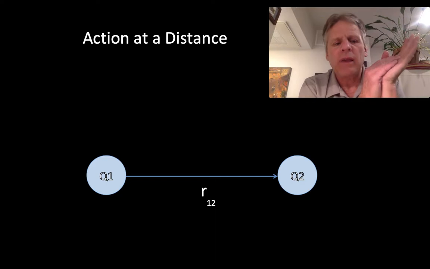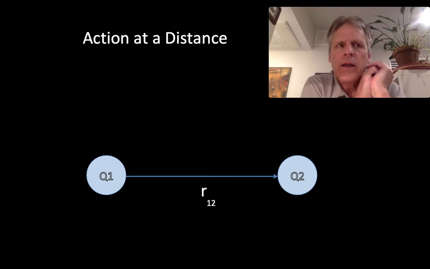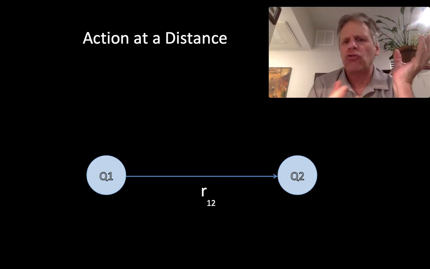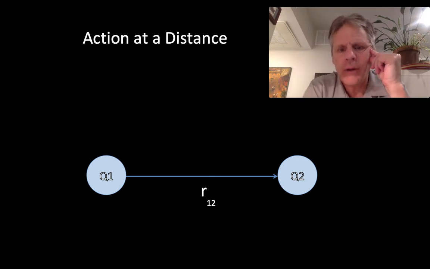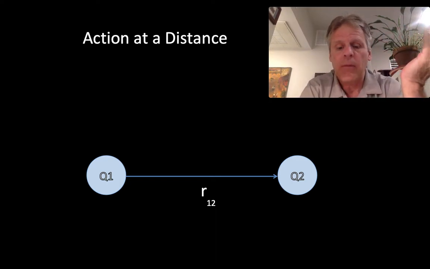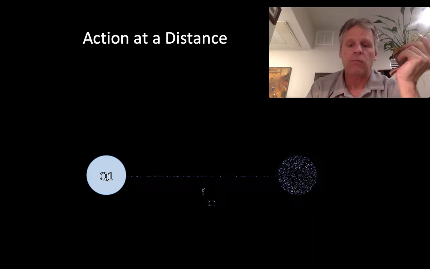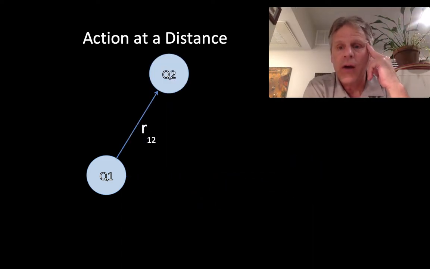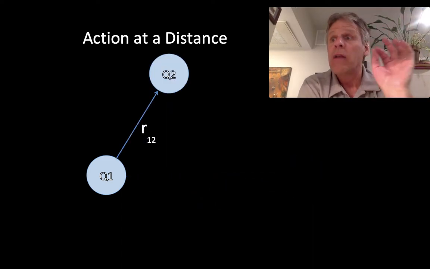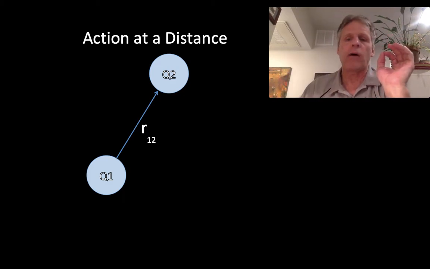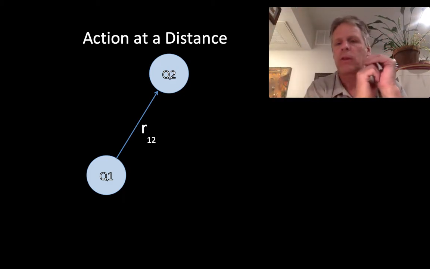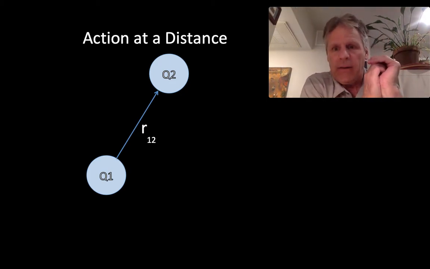Okay, but this created a problem. It created a problem because how does this charge Q1 know how it should be pushing charge Q2? How does it know what direction to be pushing it? Or what if Q2 was over here? How does charge Q1 know now, oh, I'm not going to push off to the right, I'm going to push up and off to the right a little bit? How does it know that?